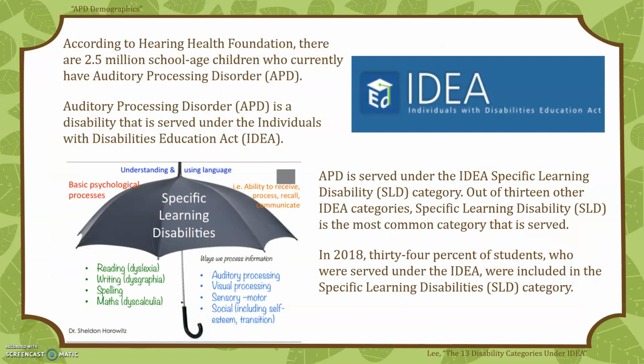According to the Hearing Health Foundation, there are 2.5 million school-age children who currently have auditory processing disorder. Auditory processing disorder is a disability that is served under the Individuals with Disabilities Education Act, also known as IDEA. APD is served under the IDEA Specific Learning Disabilities category, also known as SLD.